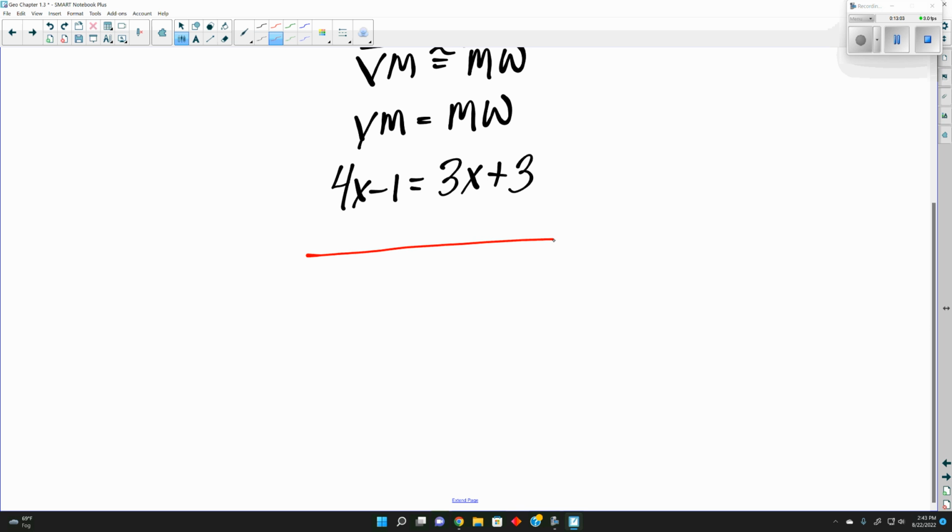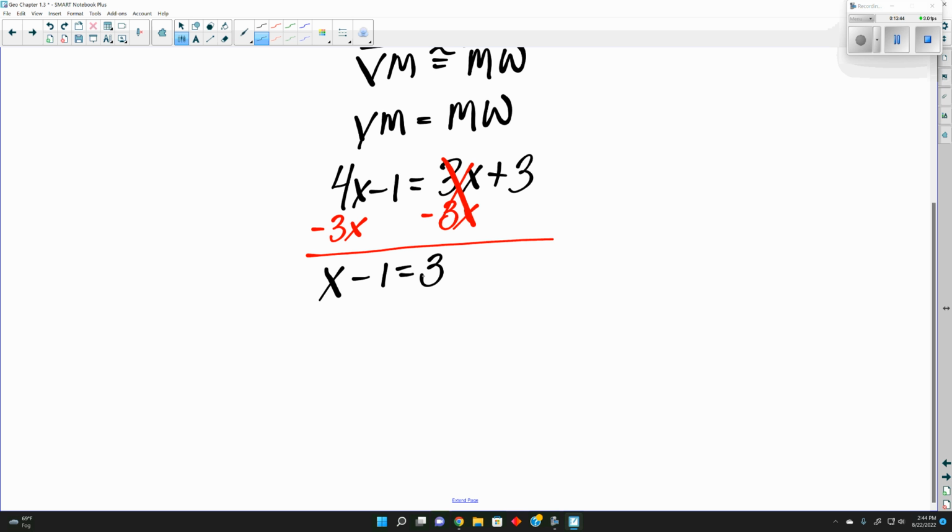So we need to move the x's from one side to the other. So what can we do? How can we do that? 3x. Because we have two different 3's. Now if I subtract 3x from this side here, what's 3x minus 3x? 0. Okay. Well, what I do to one side, we have to do to the other. Now 4x minus 3x gives me x minus 1 is equal to 3.